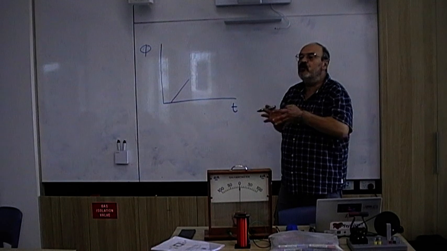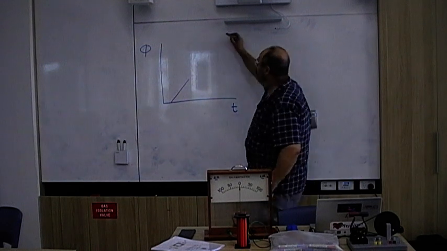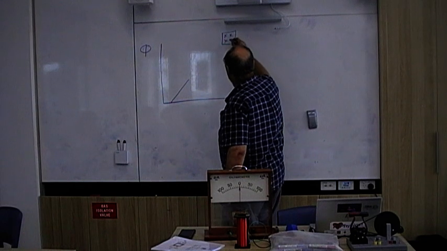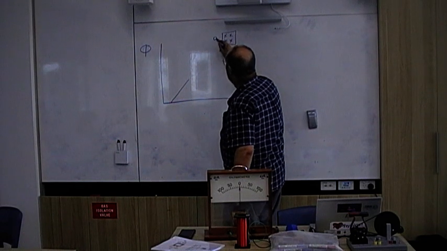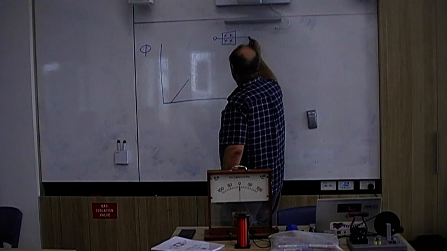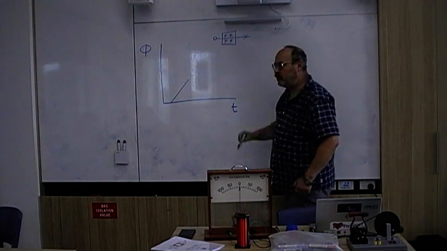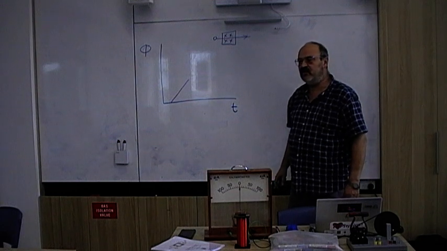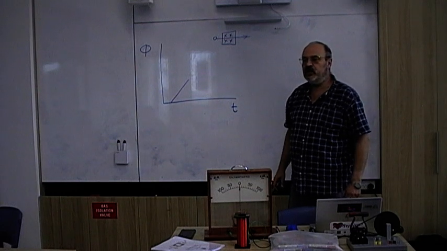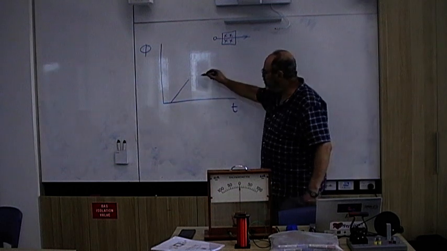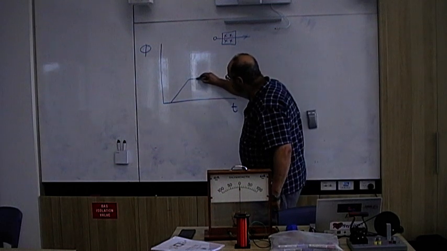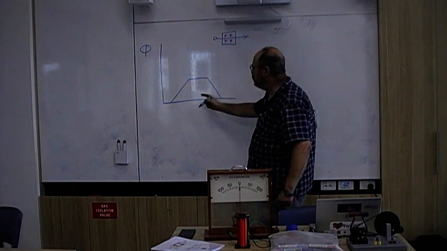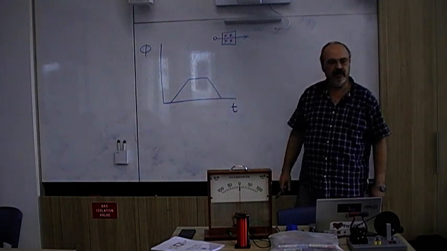Then if we move the coil through the magnetic field, from here into and through, while it is completely inside the magnetic field, will the flux be changing? No. So you have the same flux. And then when we're moving out, it's changing. This is how the flux changes over time.